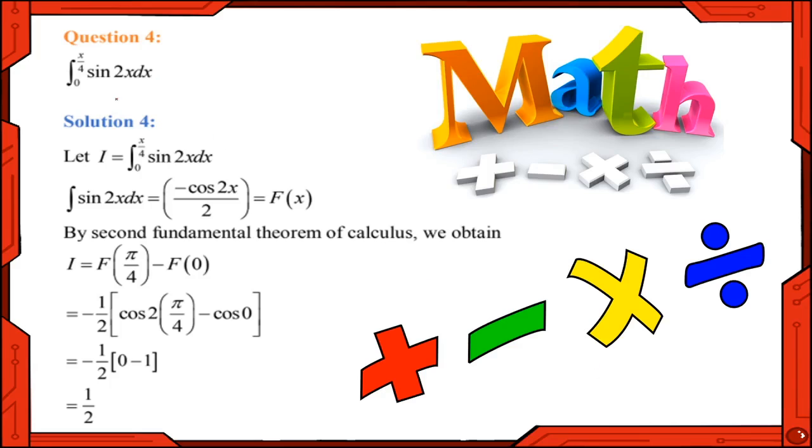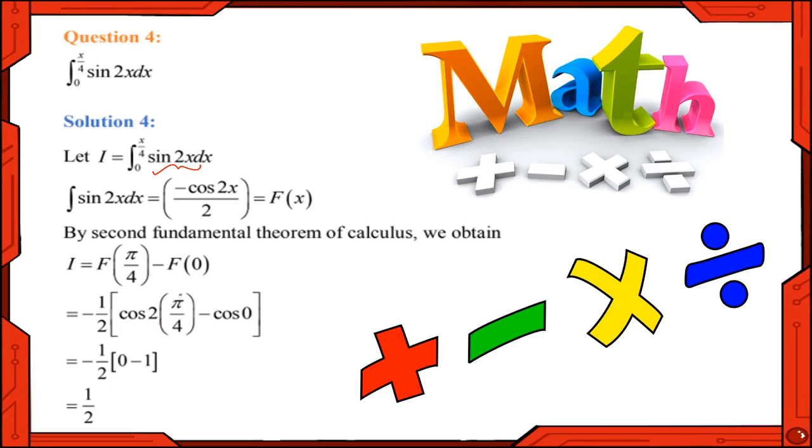Sine 2x and the limits are 0 to pi by 4. b is pi by 4, a is 0. First of all, let's integrate sine 2x. What is the integral of sine? That is minus cos, and for 2x, what is the derivative? 2, it will come in the denominator. So this is the antiderivative. Now we have to find F(pi by 4) minus F(0).